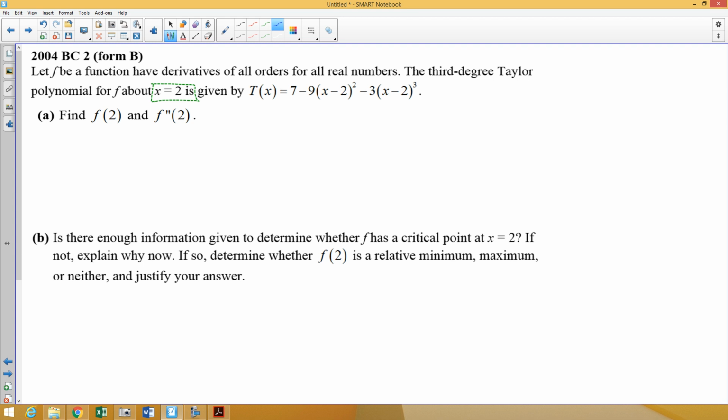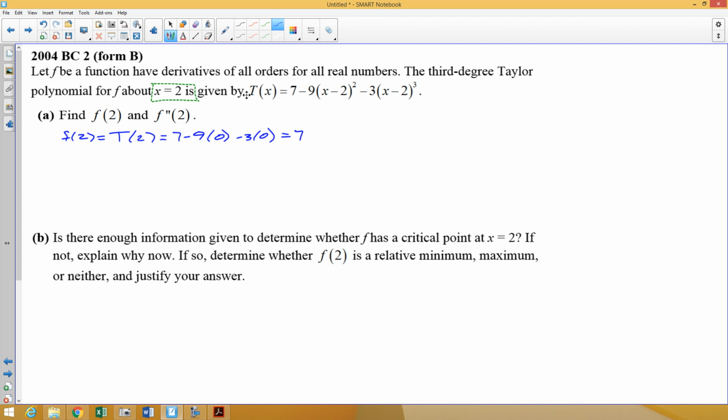Notice it didn't say estimate. You're getting exact values here. One thing to remember with Taylor series is when you are at the center of the series, your Taylor polynomial does give you exact values for the function. So f of 2 is going to be pretty easy. We are simply going to plug 2 into my Taylor series, which would be 7 minus 9 times 2 minus 2, which is 0, minus 3 times 2 minus 2, which is 0, and 7 plus all those zeros is 7. So there's your f of 2. f of 2 is going to equal 7.